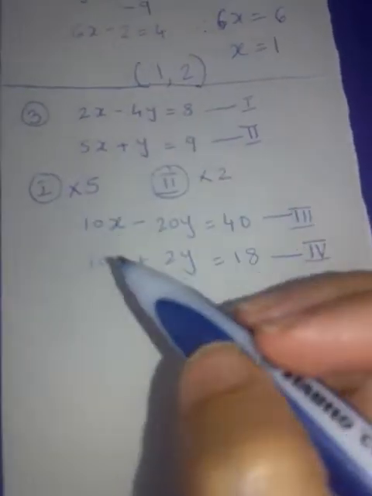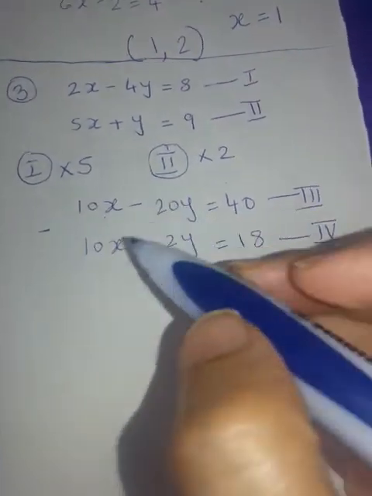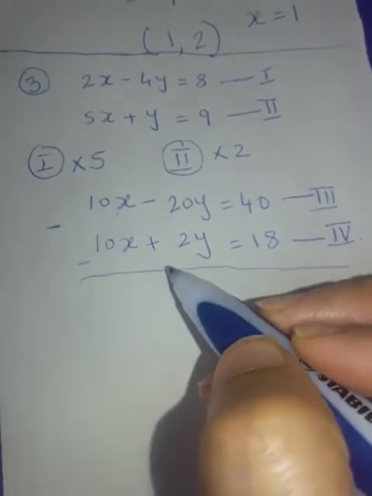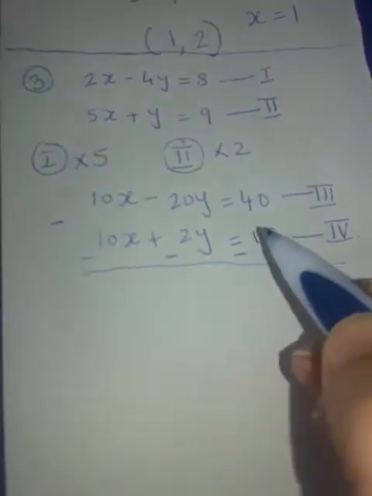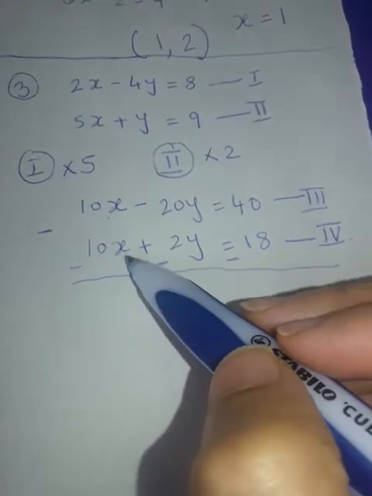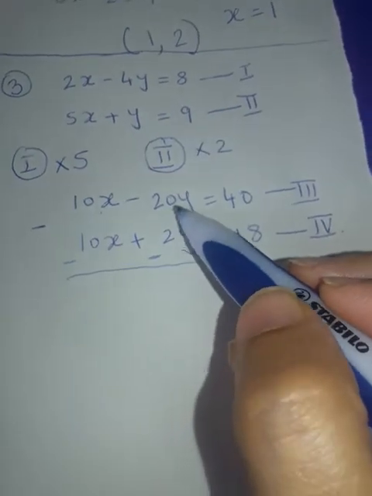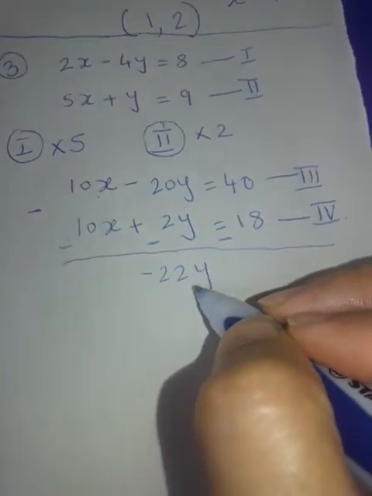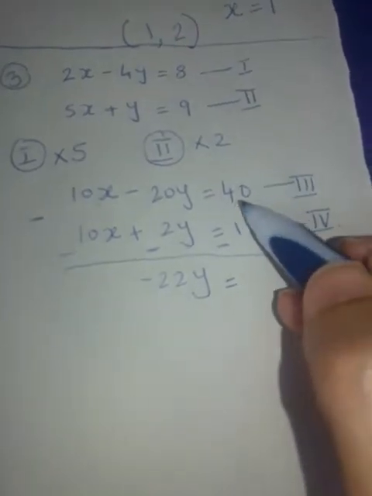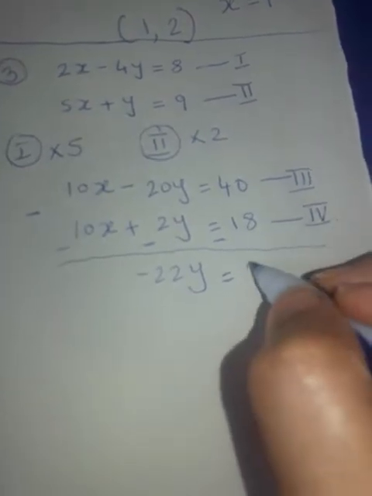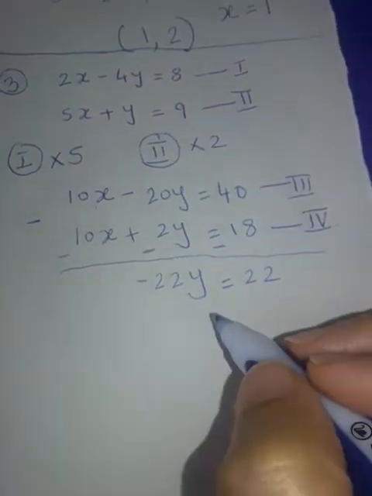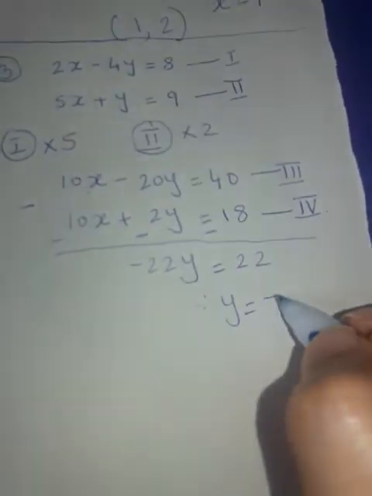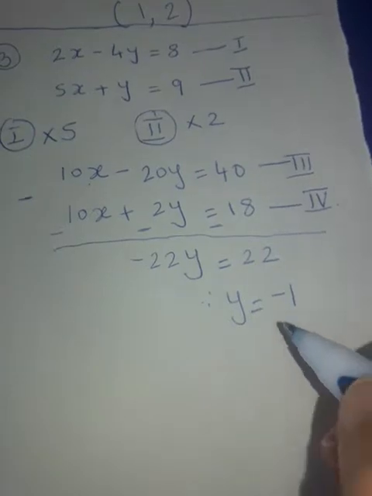Now 10x, 10x. So what can I do? Subtraction. For subtraction, I need to change all the signs. 10x minus 10x, so x is eliminated. Minus 20y minus 2y, so it is minus 22y is equal to 40 minus 18, that is 22. So what is y? 22 upon minus 22. So y is minus 1.